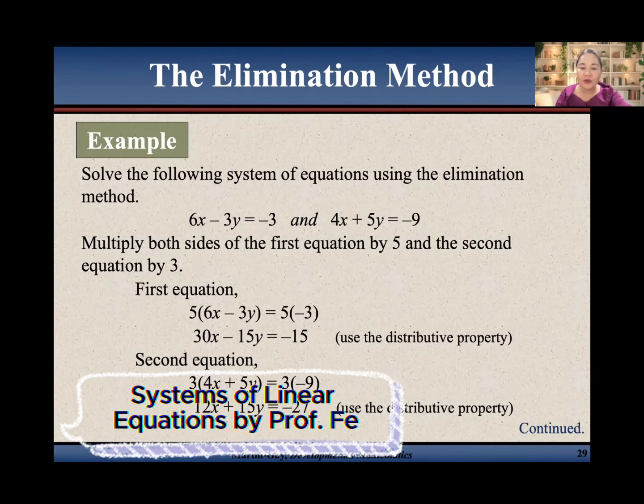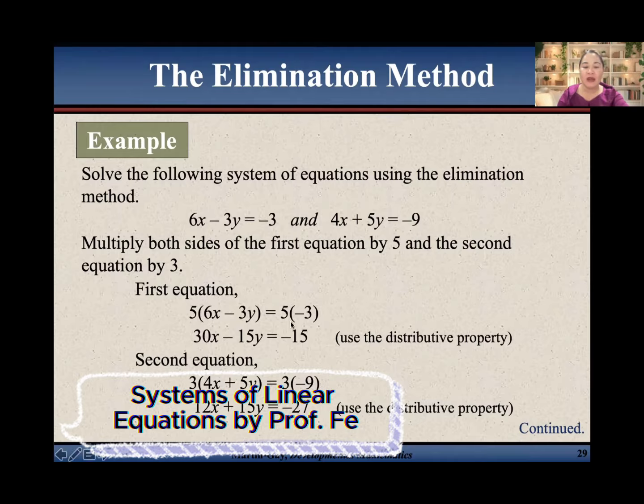Then you multiply. We are going to equate the coefficients, and it must be the y. The numerical coefficient of the y variable must be equal. So you are going to multiply the first equation by 5 to make it 15 and the second equation by 3. So we come up with this.